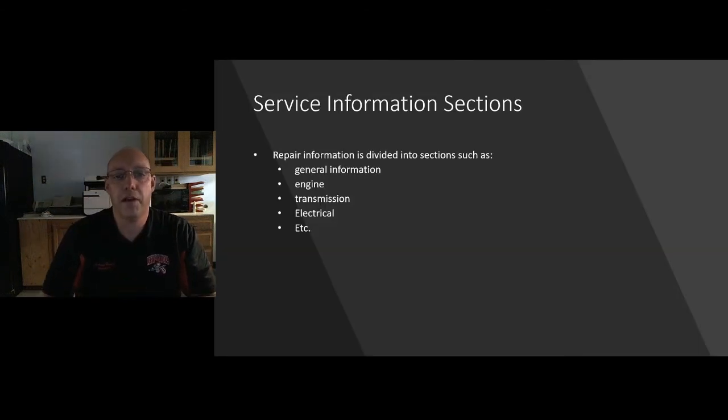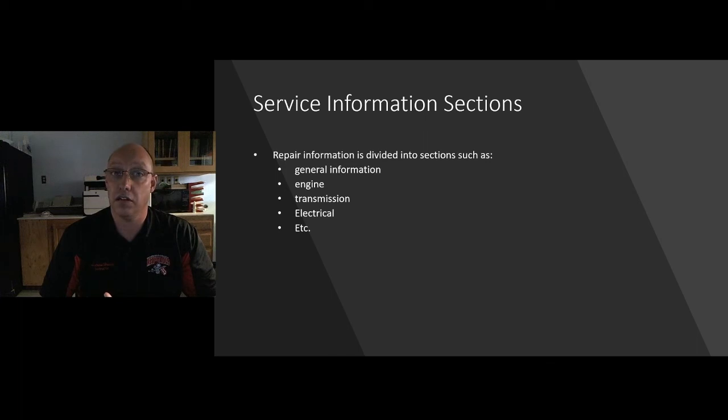Okay, so service information. Inside the manuals and inside the electronic computer systems, you're going to find service information broken down into sections. Sections such as general information. What is the tire pressure supposed to be? What type of oil does it use? What type of coolant? Engine. The engine section is going to be specific to the engine on the vehicle. Where's the front crank pulley? The crankshaft? What type of pistons are in it? Rods, cranks, clearances, valve clearances, timing of the engine, mechanical timing of the engine.